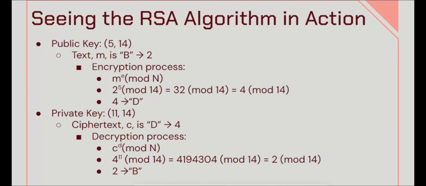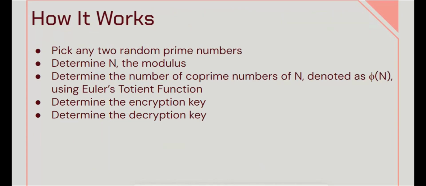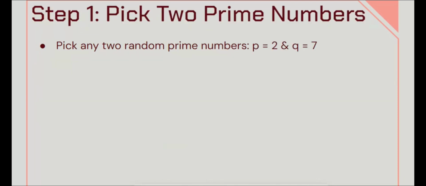So how does this work? Why did these values work so well together? There's a math behind it, so let's look into that. There's 5 simple steps to RSA encryption, and we're going to go through them one by one. So first thing we do is pick 2 prime numbers. In this case, 2 and 7 are the prime numbers for this example.